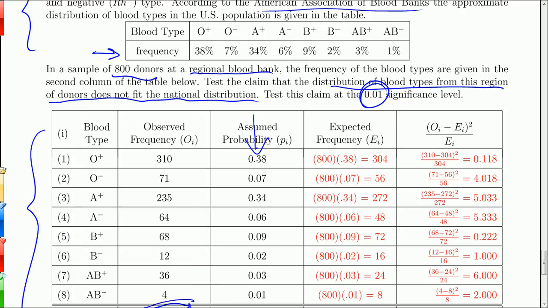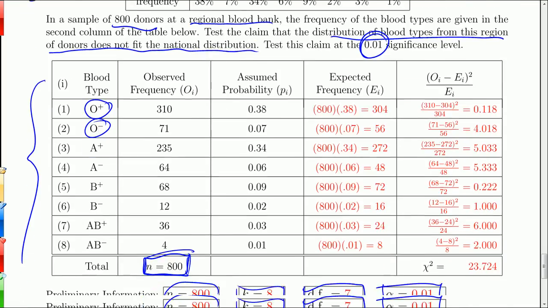According to the national distribution, O positive should take up 38%, or there should be a 0.38 probability that a person has type O positive. O negative should have 0.07, and that came from here. 38%, 0.38. 7%, 0.07. So these assumed probabilities in the null hypothesis come from the national distribution, because that's what we're comparing. We're asking, does the regional distribution fit the national distribution?